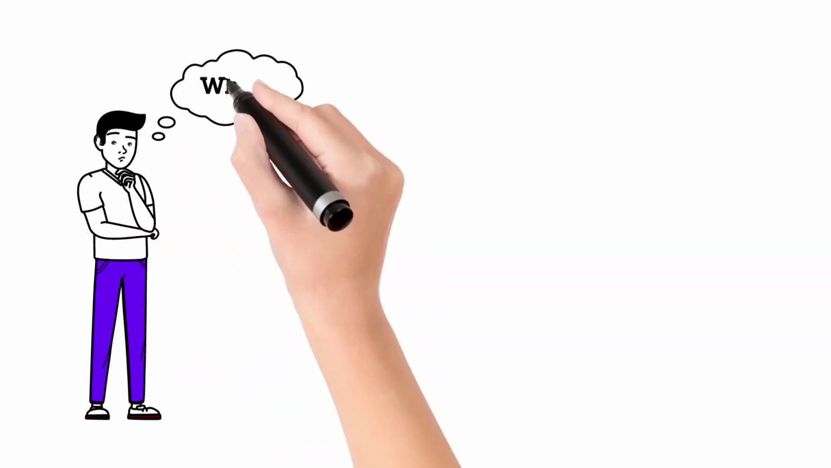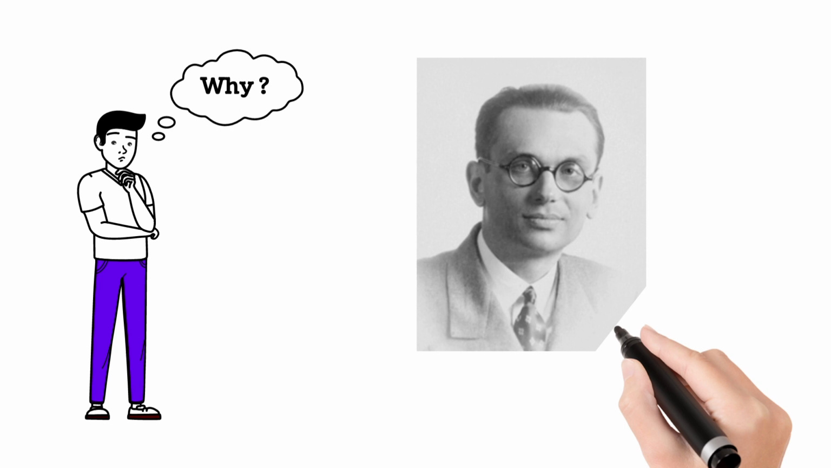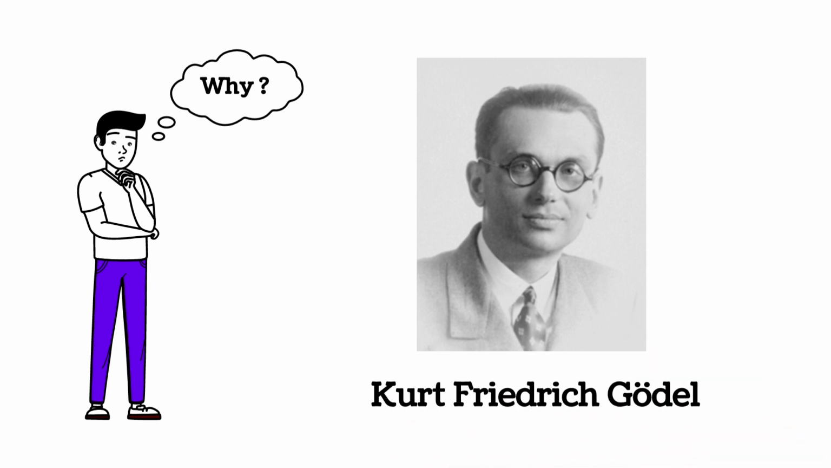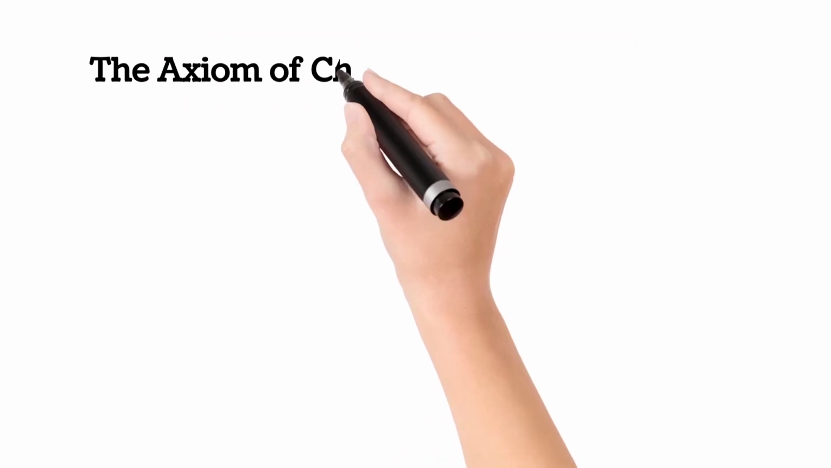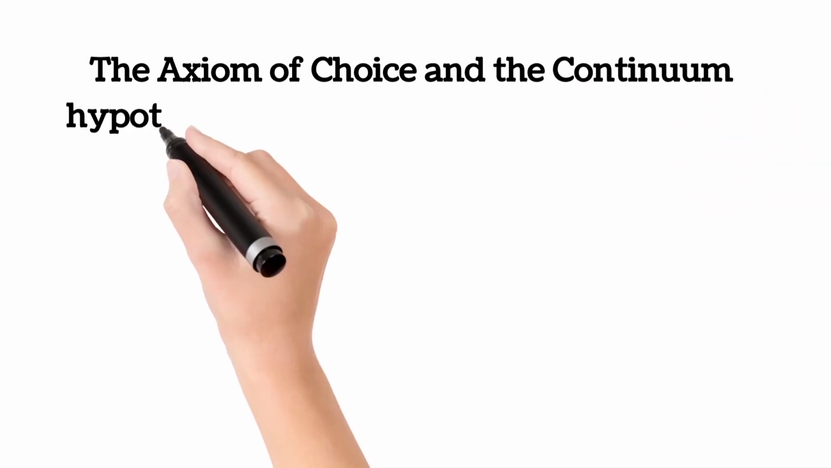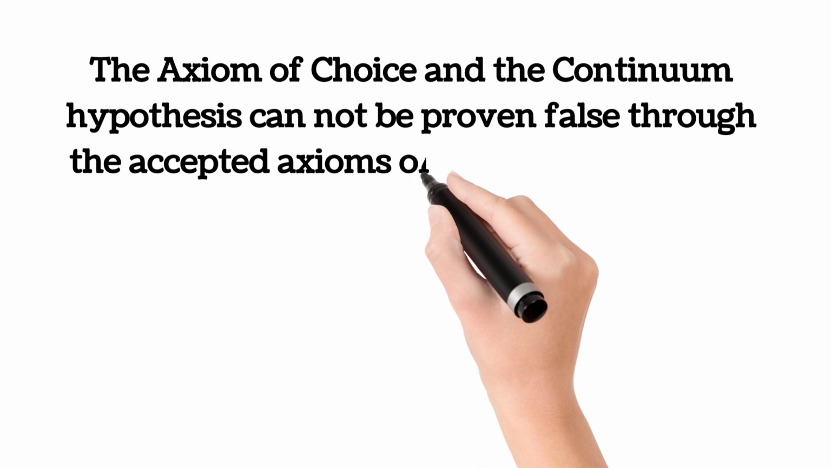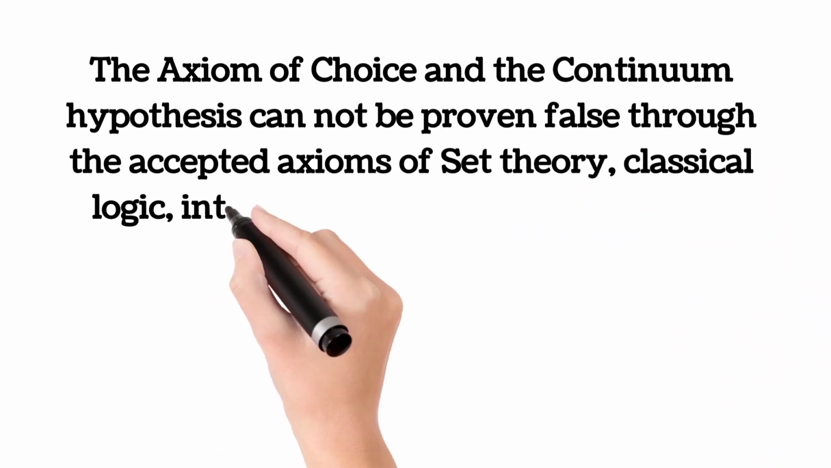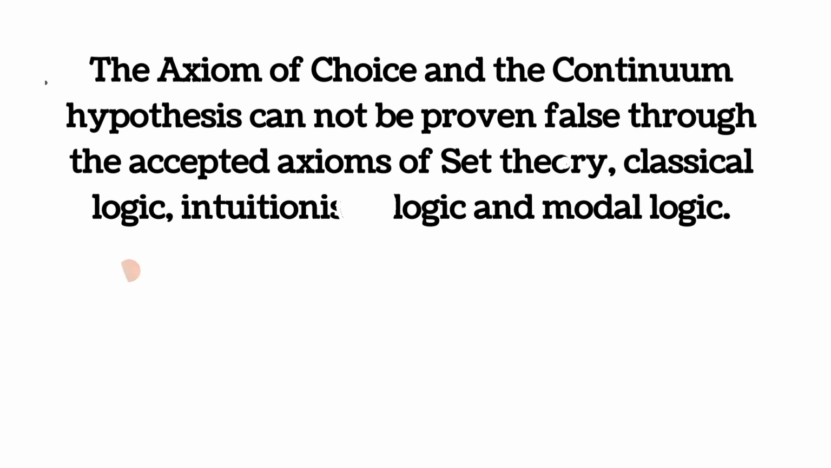This might seem like a silly thought experiment, but in the early 20th century, it led Austrian logician Kurt Gödel to discoveries that would change mathematics forever. He was the first one to show that the axiom of choice and the continuum hypothesis cannot be proven false through the accepted axioms of set theory, connecting classical logic, intuitionistic logic, and modal logic.